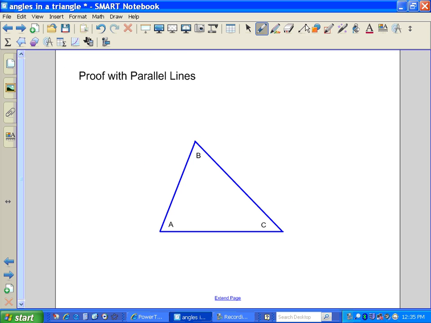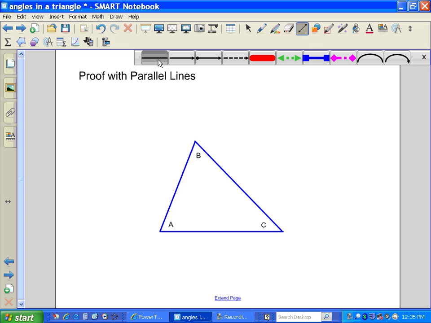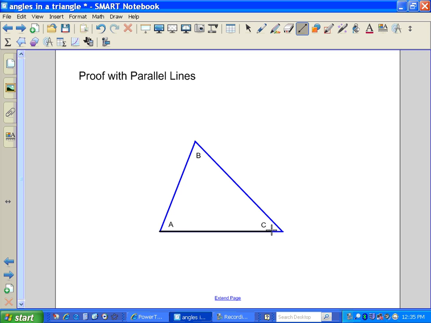Okay, proof with parallel lines. This one may be a little bit odd for you to deal with, but I'm going to draw a line right there. The question is, if I were to take a line, have it pass through point B, and have it be parallel to this side AC, how many different ways could I do that? You're thinking just one, probably, right? There's only one way I could draw that line, parallel to that line and passing through the top of the triangle.